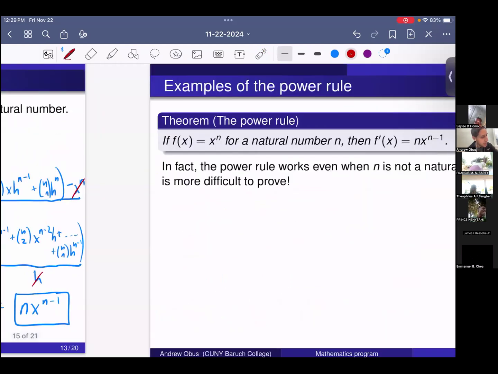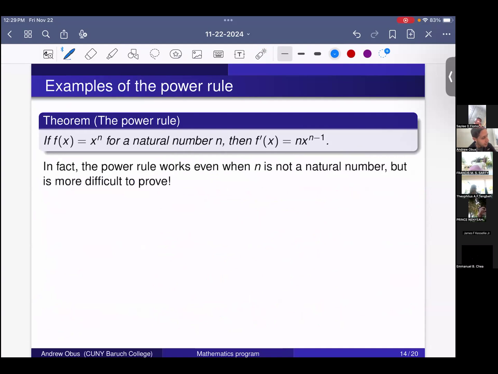So if we see these examples of the power rule here, I'm just stating the theorem. This is the power rule. If f of x is x to the n for a natural number n, then f prime of x is n times x to the n minus 1. So we have x to the n. You bring the n down here, and then you replace it with an n minus 1. Okay, that's how you should think about the power rule.